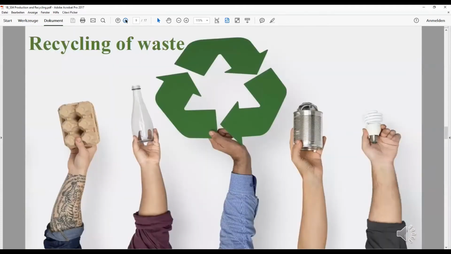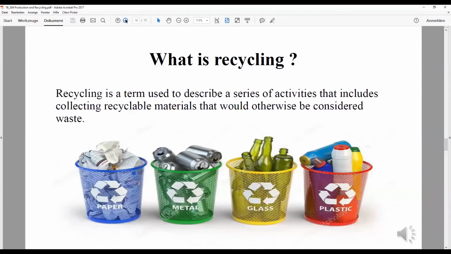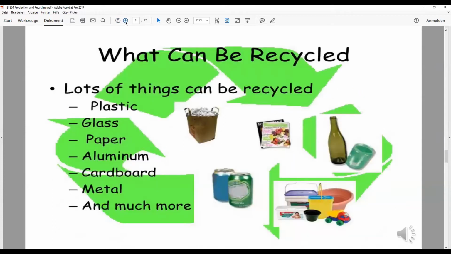Recycling of waste. What is recycling? Recycling is a term used to describe a series of activities that includes collecting recyclable materials that would otherwise be considered waste. What can be recycled? A lot of things can be recycled: plastic, glass, paper, aluminum, cardboard, metal, and much more.